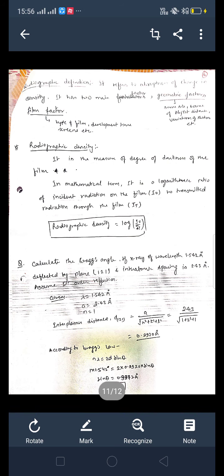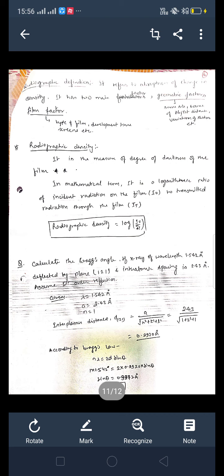And also we had studied film interpretation and the factors required for the interpretation of films: radiographic sensitivity, radiographic contrast, radiographic definition, the film factor, and radiographic density, which is important. Radiographic density is equal to log I naught upon IT, where I naught is the incident radiation and IT is the transmitted radiation.